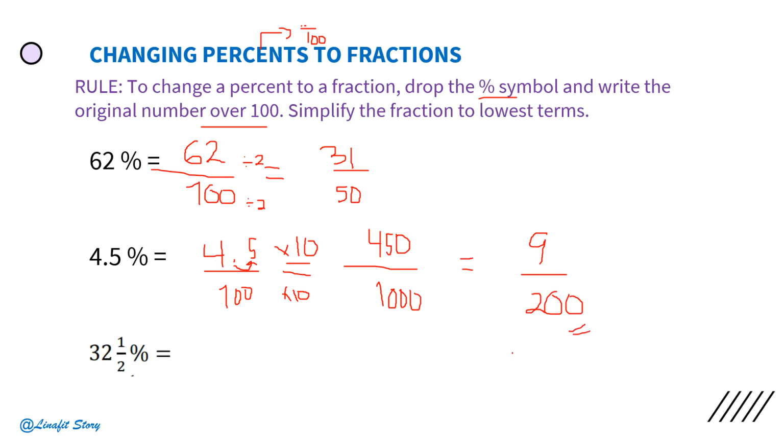How about 32.5%? You may convert it into an improper fraction. So 32 and 1 out of 2. 32 times 2 equals 64. 64 plus 1 equals 65. So it equals 65 out of 200. Then you may simplify it, equals 13 out of 40.